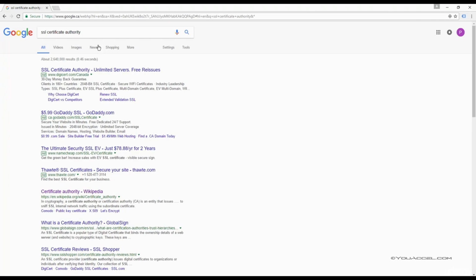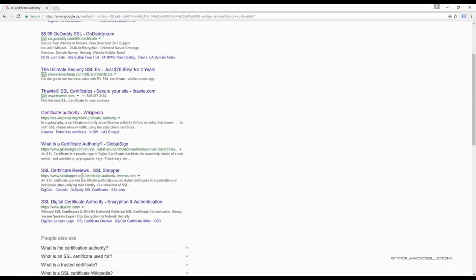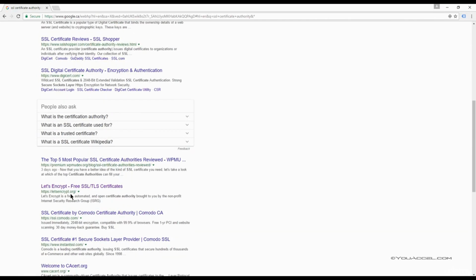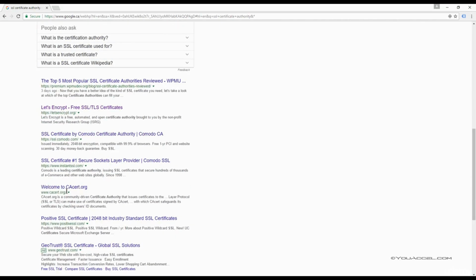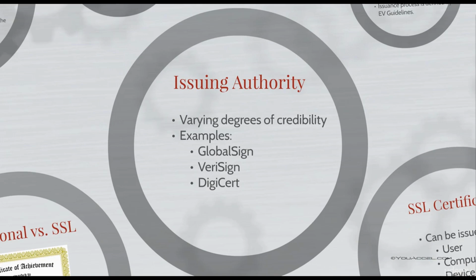On this Google search of SSL certificate authority, we can see a few well-known brands. We have DigiCert, GoDaddy, GlobalSign, Let's Encrypt, which we'll be working with quite a bit in this course. As you might guess, obtaining a certificate of graduation from Harvard would likely be harder than one issued by a local community college. The same is true for certificate authorities.